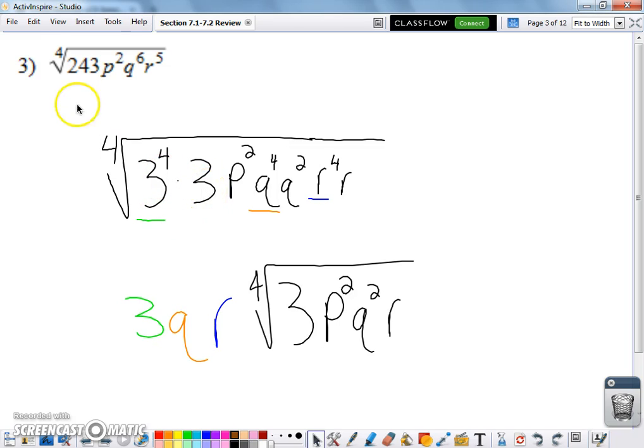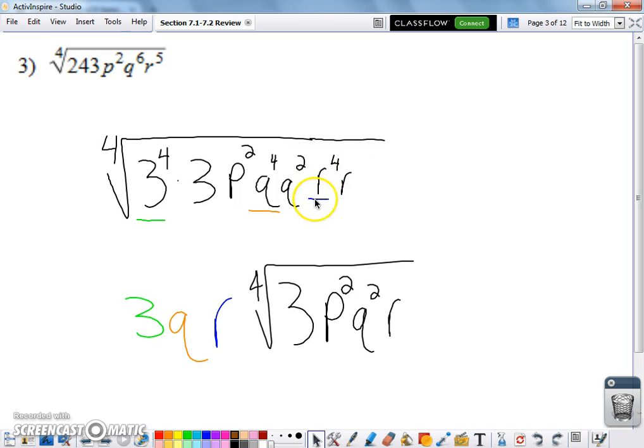Why'd I pick to the 4th? Because my troll toll is a 4. Right there, it's a 4. So I break all of these things apart into pieces of 4. I can break that q to the 6th as q to the 4th and q squared. That r to the 5th as r to the 4th times r.